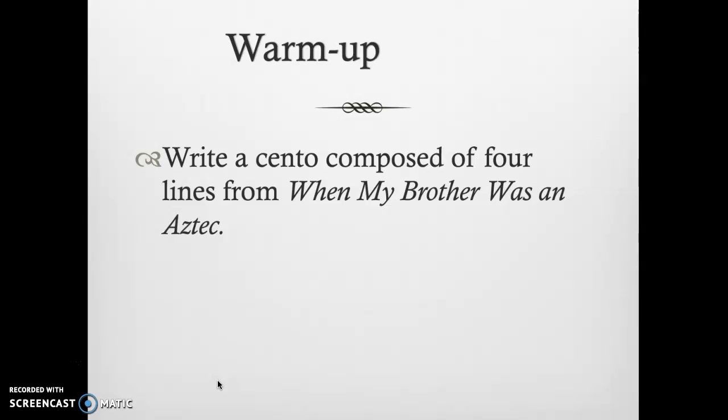So for a warm-up, I'd like you to try to write a cento composed of 4 lines from your text, When My Brother Was an Aztec. You can pick lines that you're drawn to, lines that have a certain theme connected to them, maybe lines that include the word light bulb, right? That comes up a lot in the book. Or lines that contain the color red or orange, which comes up a lot in the book. So go ahead and try your cento and then come back to the video.